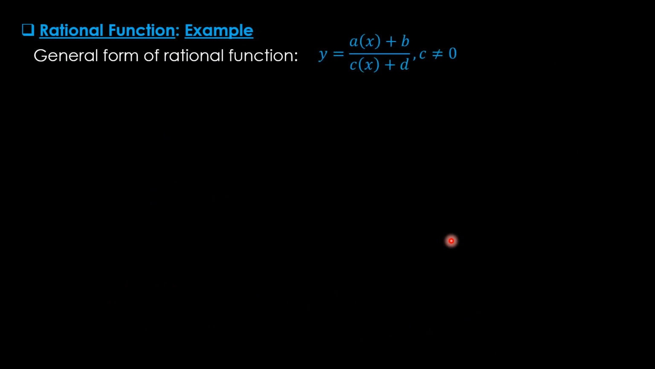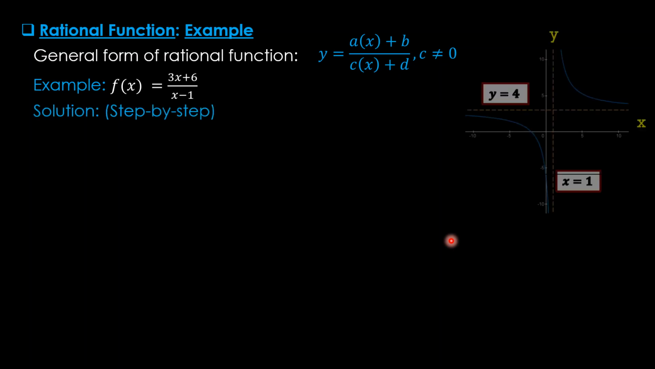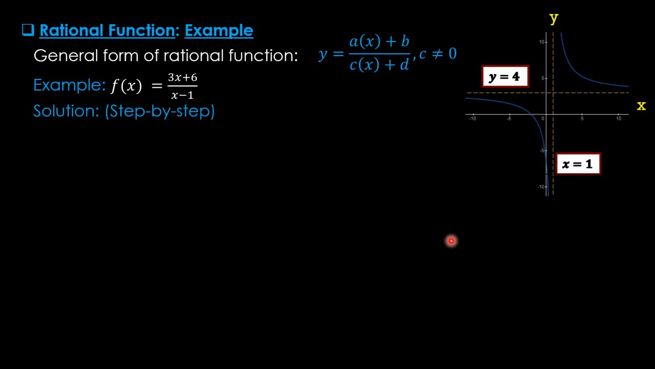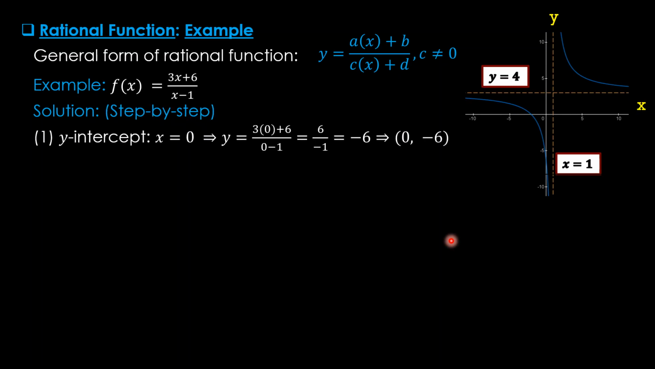Rational function, there is an example here. General form of rational function is y equal to (ax plus b) over (cx plus d), c not equal to 0. There is an example here, f(x) equal to (3x plus 6) over (x minus 1). So solution step by step. We find the graph first, and we find the y-intercept by substituting x equal to 0, we find y equal to minus 6. So (0, minus 6) is the y-intercept of this graph.